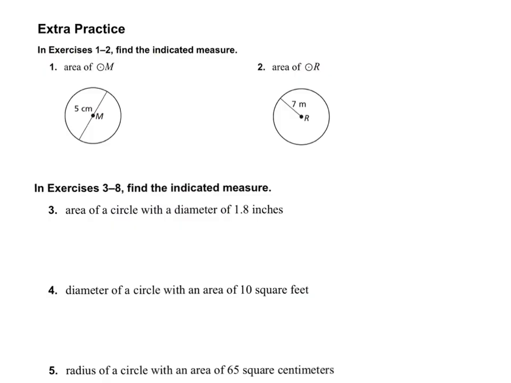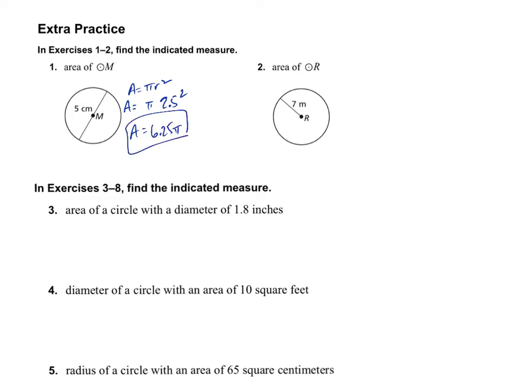All right, so here we go. And the first one says, find the area of circle M. Well, we know that the area is going to be pi times the radius squared. The area will be pi times the radius, which is 2.5, and we're going to square that. So the area will be 6.25 pi.